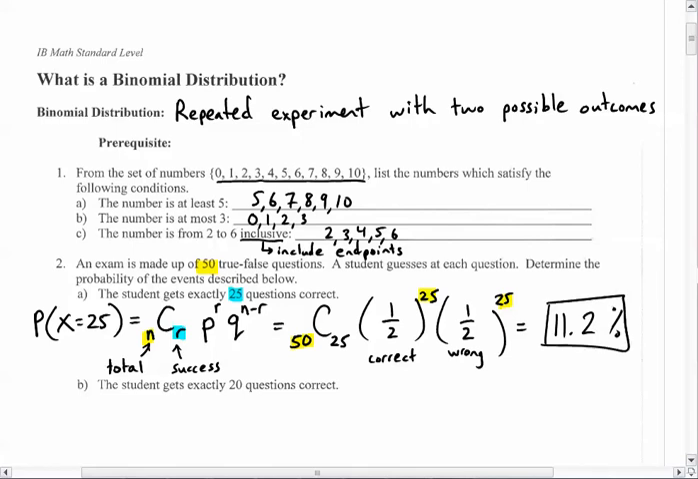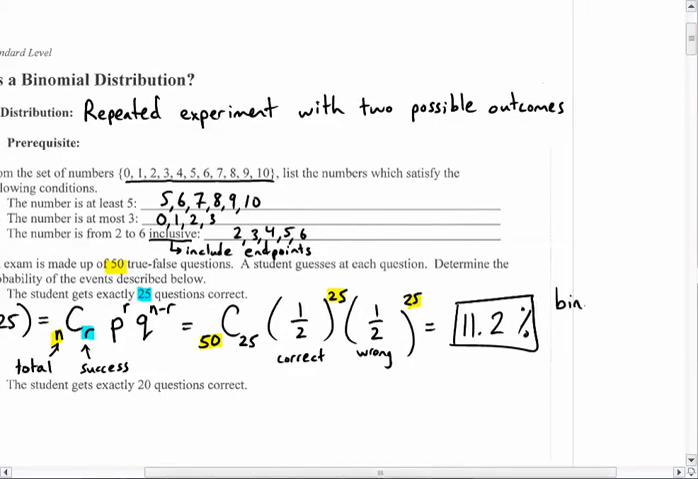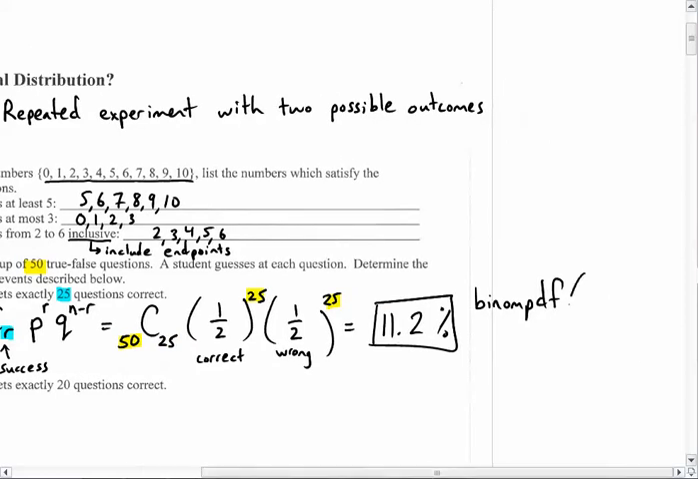And we can also do this with the binomial PDF function. So you can type in binomial PDF, and the arguments for that are n, p, x, or n, p, r. So the arguments for the binomial PDF are the total number of trials, total number of questions is 50, the chance of getting it right is 50-50 chance, and the number of questions that we want to see right. So we want to see 25 right questions.